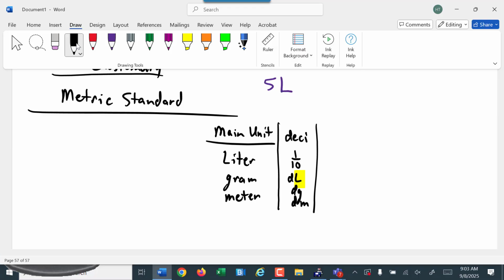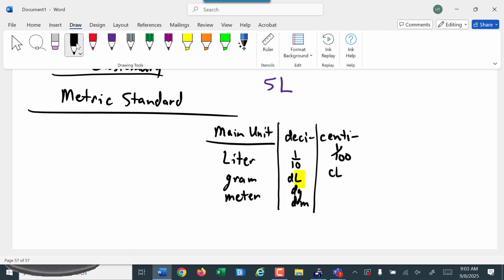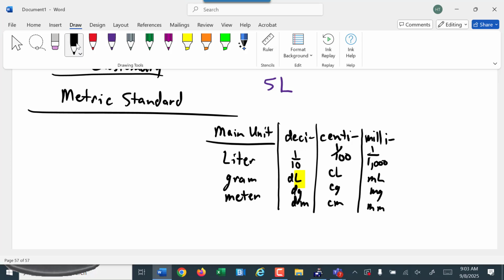It's just old habits. Continuing to go smaller, centi. Think of years in a century or cents in a dollar. It's 1/100th. So centiliter, centigram, centimeter is 100th of one of those units. And milli, if you pay property taxes, a mill is 1,000th. Milli is 1,000th. So milliliter, milligram, millimeter is 1,000th of the main unit.